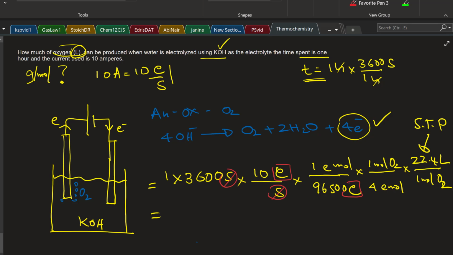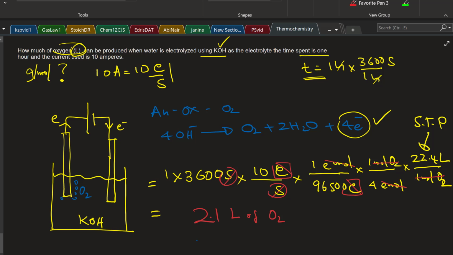So seconds to seconds cancel. Coulomb to coulomb cancel, e-mole to e-mole cancel. Now mole oxygen to mole oxygen cancel. You are left with liters of oxygen. Now let's plug in. You can simply do it this way: all the top terms are multiplied, all the bottom terms are divided, right? So you get 2.1 liters of oxygen. So that's that. So that's another style.